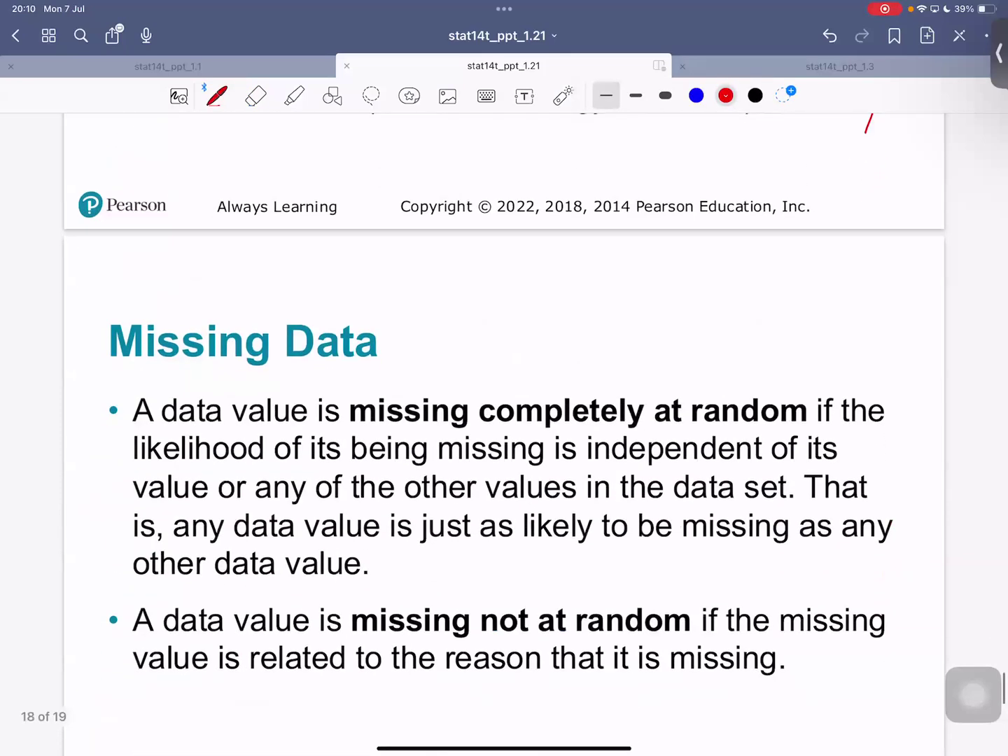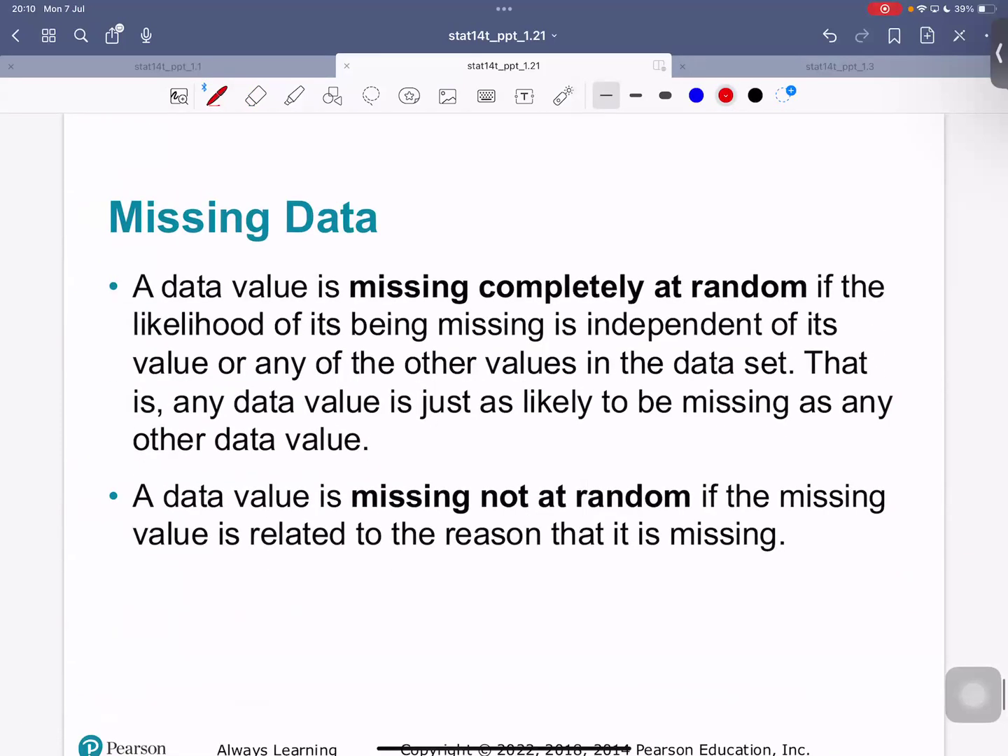healthcare as well. Okay, so for the missing data, a data value is missing completely at random if the likelihood of its being missing is independent of its value or any of the other values in the data set. That is, any data value is just as likely to be missing as any other data value. A data value is missing not at random if the missing value is related to the reason that it is missing.